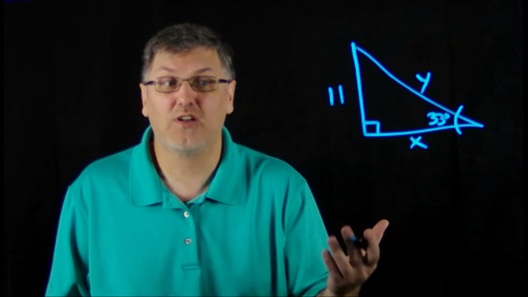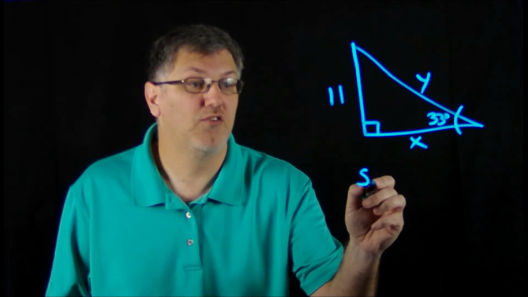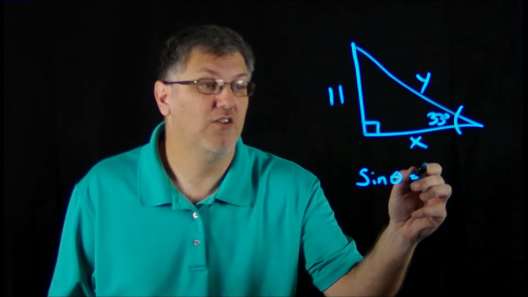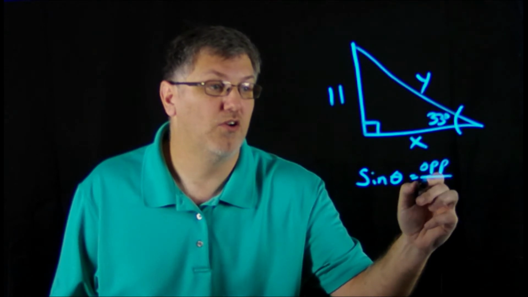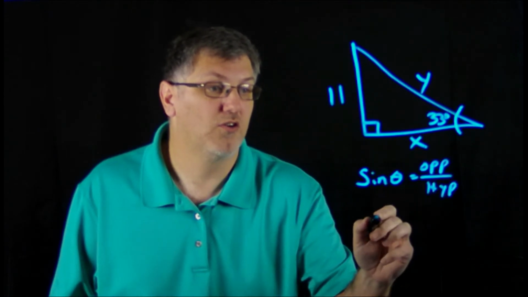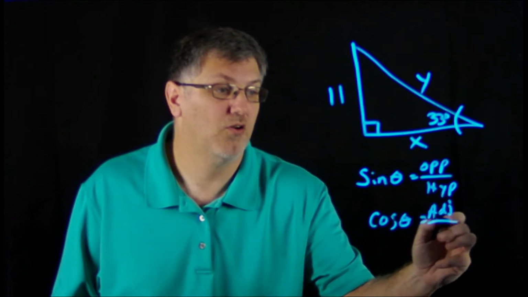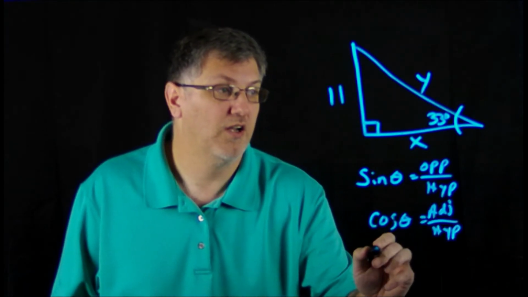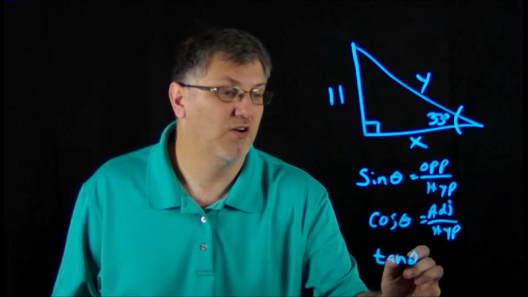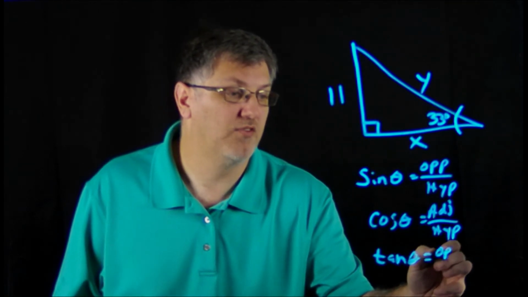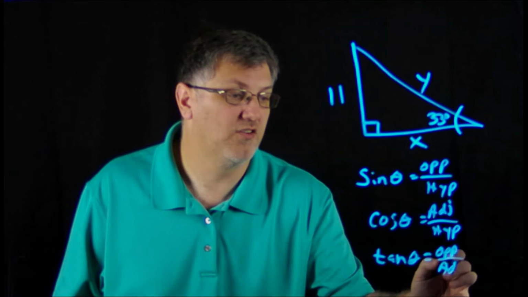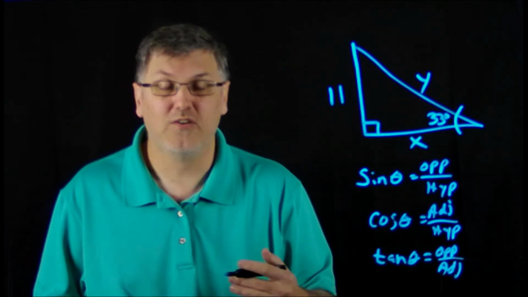So I have to remember my three trig functions: sine, cosine, and tangent. And of course, previously we were talking about that sine is your opposite over your hypotenuse. Your cosine is your adjacent over your hypotenuse. And of course, then tangent of your angle is going to be your opposite over your adjacent. Sorry for the squeaking there.